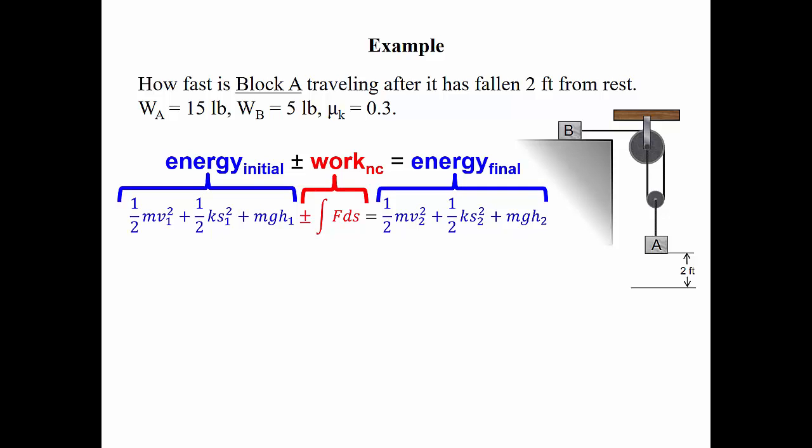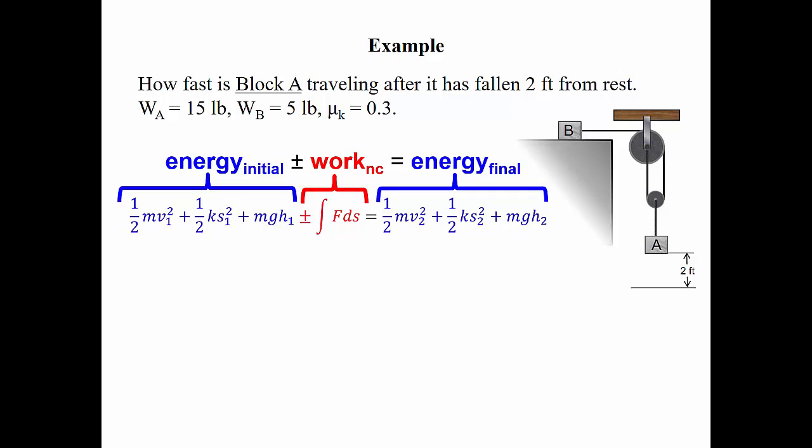If we write out the full equation with all of the terms that we need, we'll have our 1/2 mass times velocity squared plus 1/2 our spring constant times displacement squared plus our mass times gravity times the initial height plus or minus our non-conservative work, which in this case would be the integral of the force with respect to position, is equal to 1/2 mass times the velocity squared plus 1/2 our spring constant times our final displacement squared plus our mass times gravity times our final height.